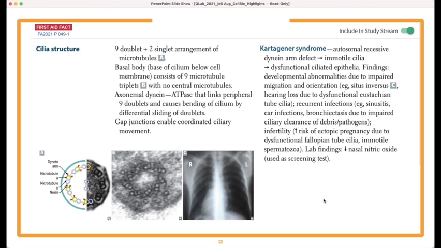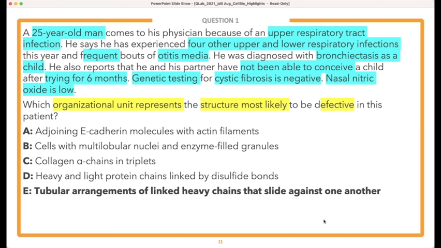So dynein arms are pairs of linked heavy chains, and these linked heavy chains are arranged in tubular arrangements. They slide against each other to create a whipping motion, and that's kind of what causes the cilia to create movement, okay? So if we go back to our answer choices, you can see there how answer choice E is the best answer. We have tubular arrangements of linked heavy chains that slide against one another to create that propulsion, okay?